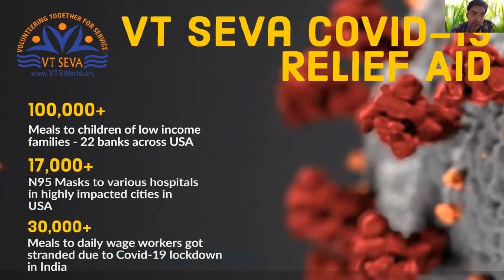We have raised $100,000+ to be able to provide food to the food banks, and masks to the various hospitals in the highly impacted cities, and also importantly meals to the daily wage workers, to the migrants who got stuck with the lockdown restrictions in India. We've been able to provide all these for these respective causes. Next slide, please. Do we have the next slide on this?